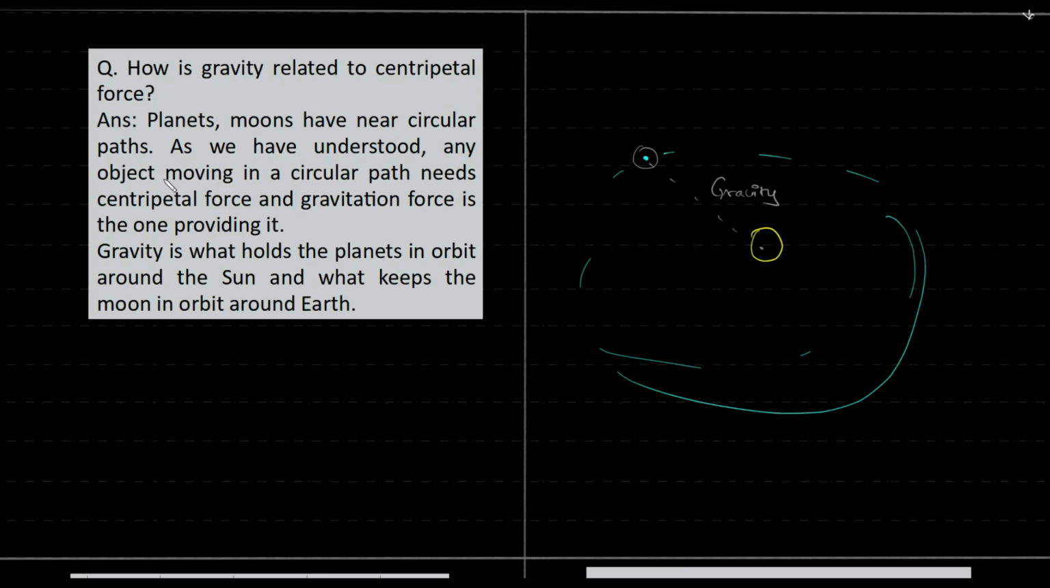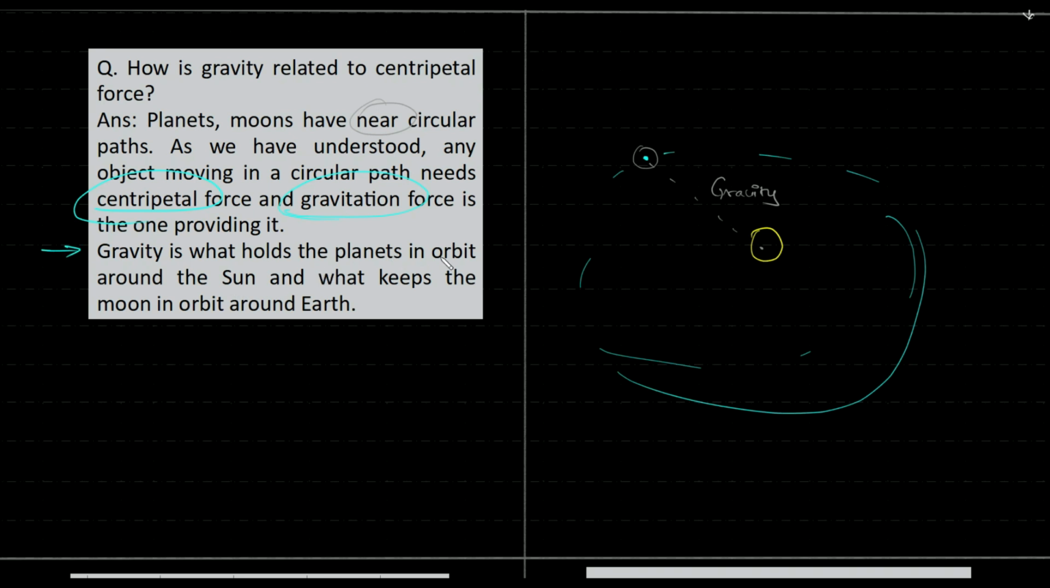So your answer is: planets and moons have a near circular path, right? As we have understood, any object moving in a circular path needs centripetal force, and the gravitational force is the one providing it. What is this near circular path and all that? Let's not go into that. But yes, things are moving in a circular manner. How is that possible? Who is providing the centripetal force? It's provided by gravity, and that's why we're learning centripetal force, and that's how it's linked to gravity.